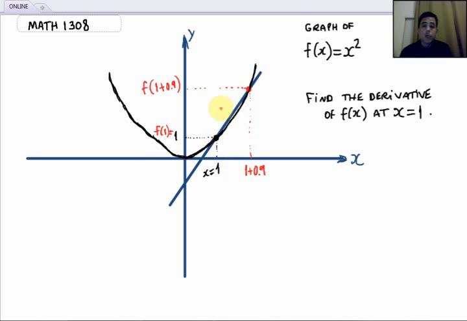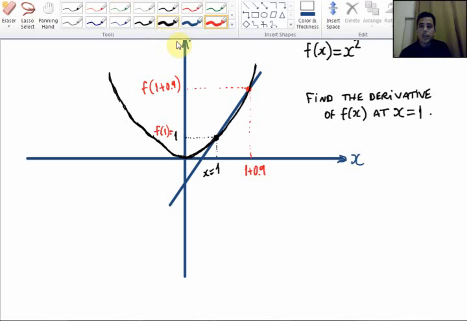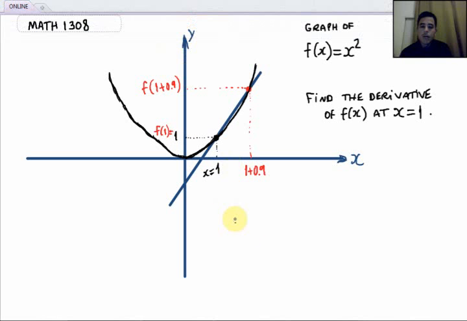So you can see now the formula for slope, rise over run. Okay, so basically we take rise over run, which in that case would be what? What is the rise here? The rise is this number minus this number, so I'm going to write it this way, f of 1 plus 0.9.